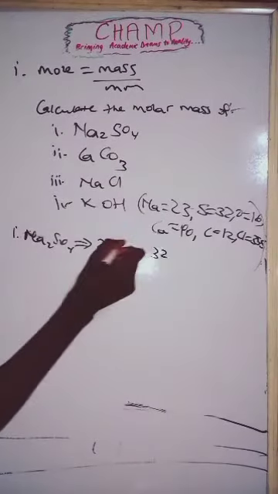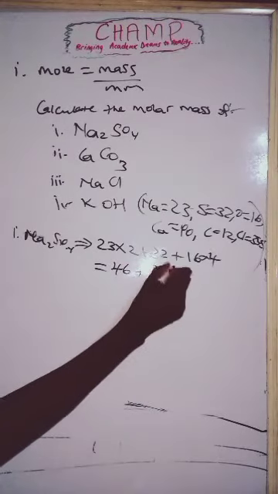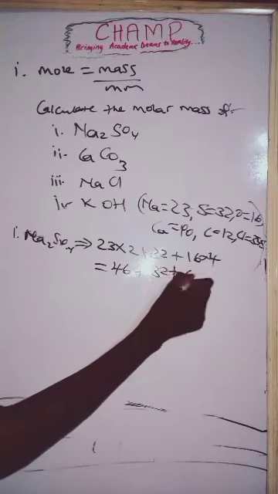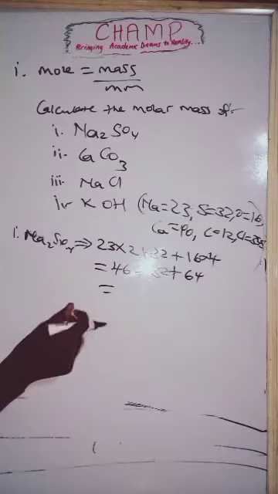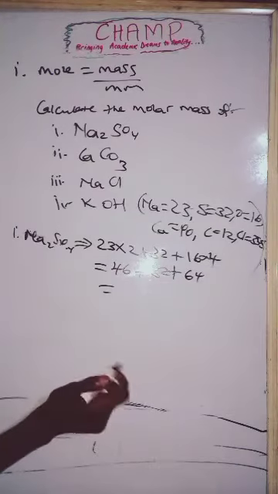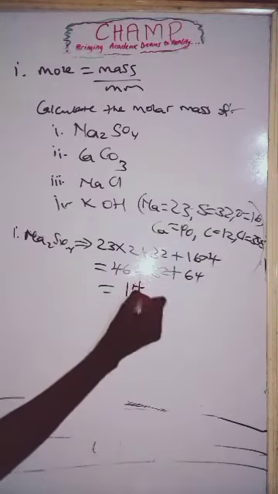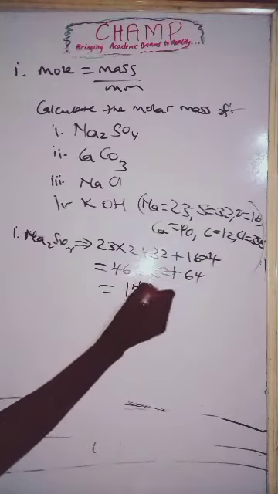So we have 23 times 2, which is 46, plus 32. 16 times 4 is what? 64. So if you add it up, 46 plus 32 plus 64, you will get what? 142 gram per mole. So this is the molar mass.